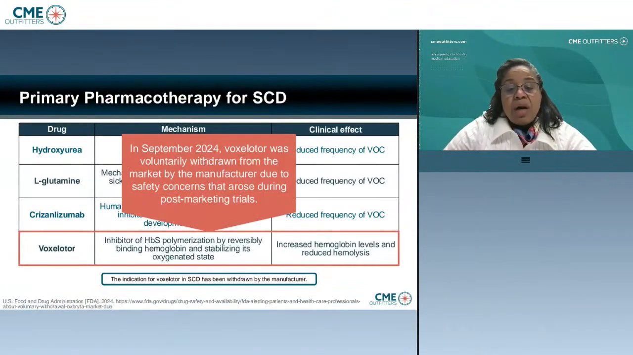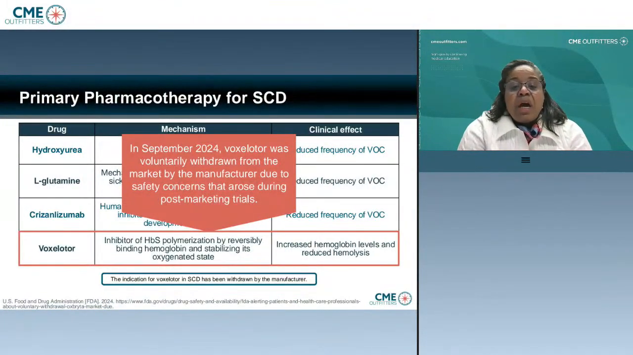It's important to highlight that Voxelotor was discontinued from the market, a voluntary withdrawal by the manufacturer just 3 months ago, in September of this year, due to safety concerns that arose during post-marketing trials, especially trials done in Europe and in Africa. Although this was a big backlash for clinicians, patients, and researchers, we do understand that with medications post-marketing we can find more adverse events or other issues that may break the balance between the benefit and the risk. And this is the situation with one of them.